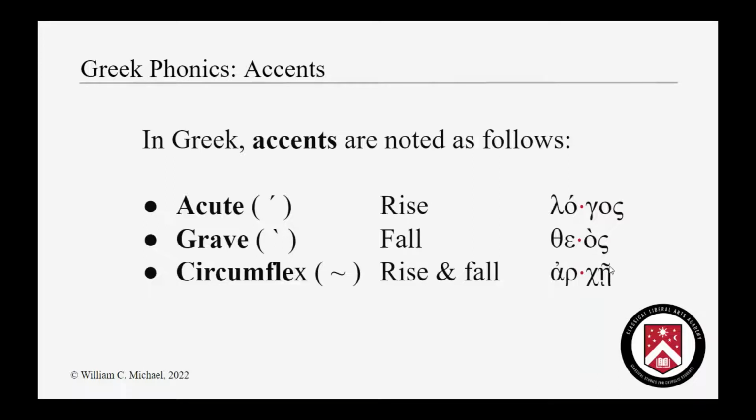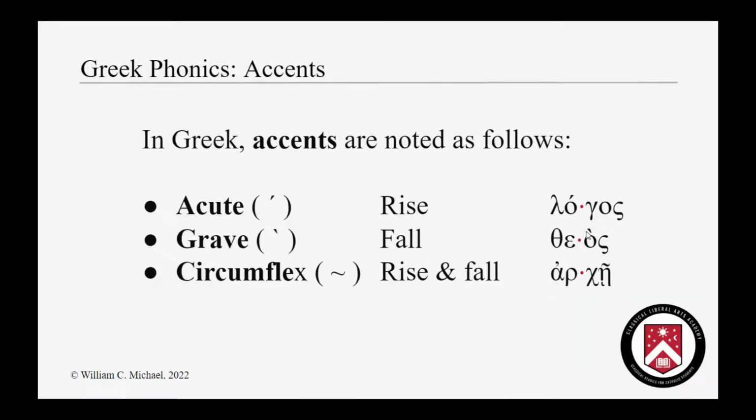So here you see the circumflex accent over the vowel eta at the end of this word. The first syllable is ar, and notice the soft breathing mark, and the second syllable is ke. But because we see this circumflex accent, we're going to rise and fall on that syllable. Arke, arke. This is the circumflex accent.